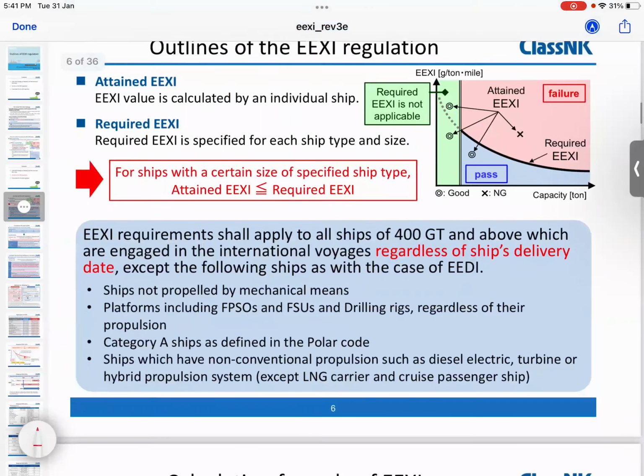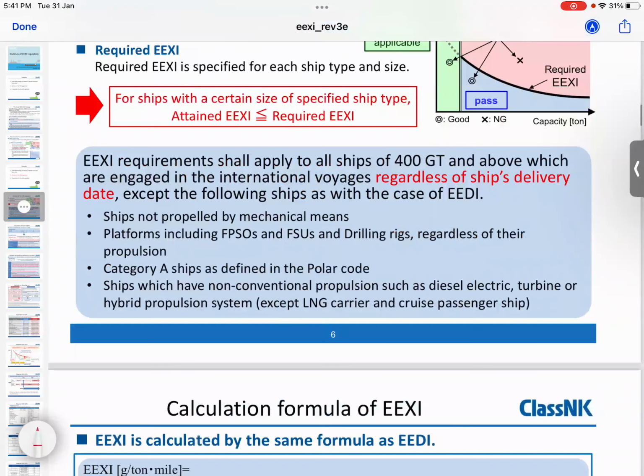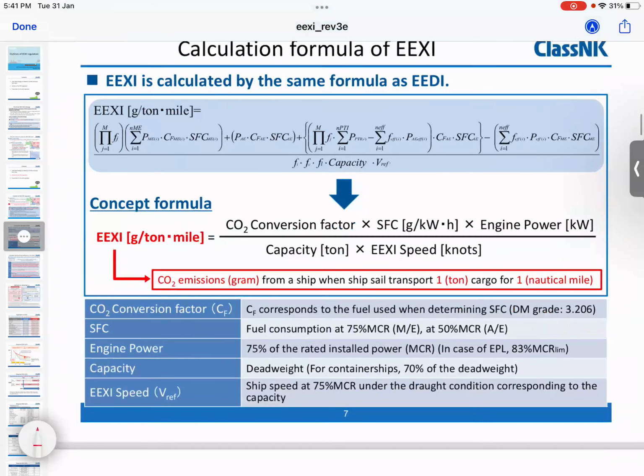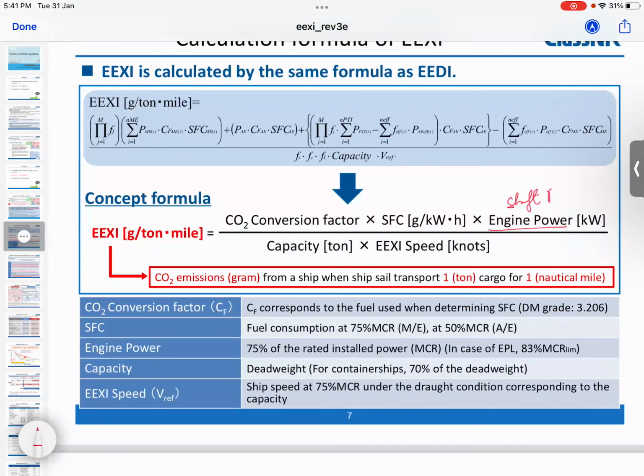So now this is the actual formula, but we have seen the simple one. Which power is it? That is shaft power, right? Remember, that is shaft power. In EEDI, shaft power is 75% of the MCR. SFC is the specific fuel consumption.